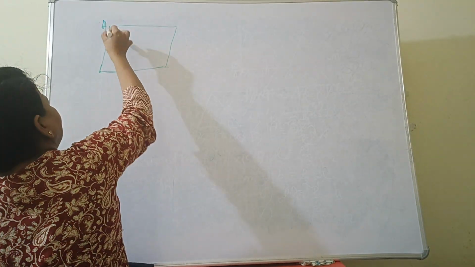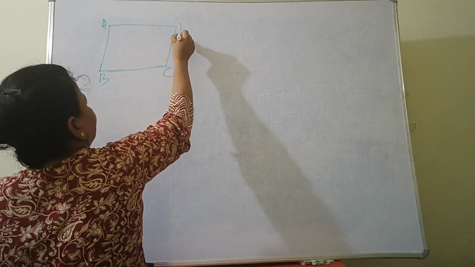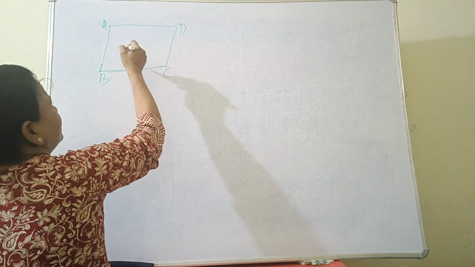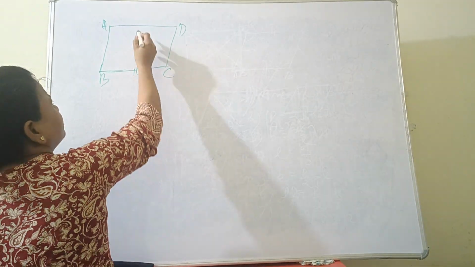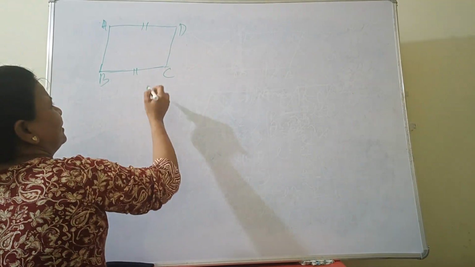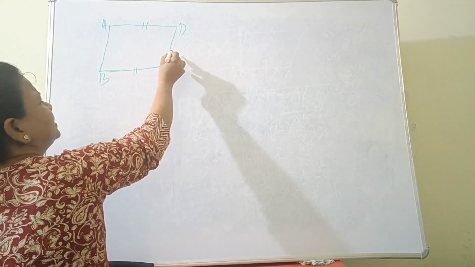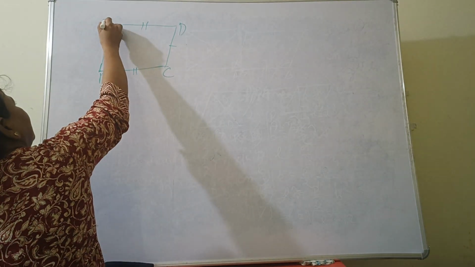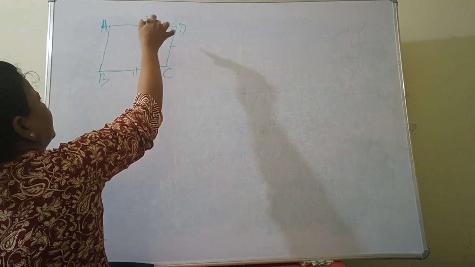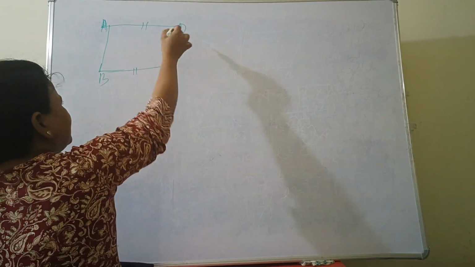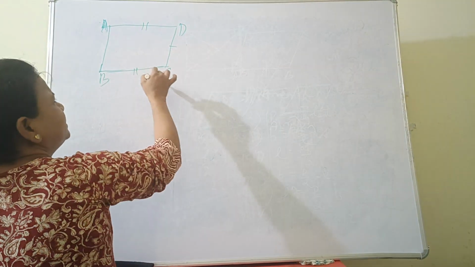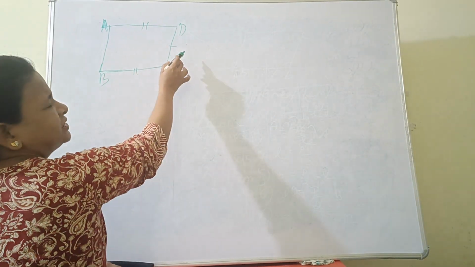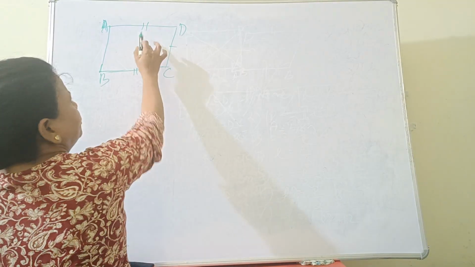Suppose this is ABCD, and this is BC, and this is AD. These are two opposite sides, they are equal and they are also parallel, and here also opposite sides are equal and parallel. So this side CD is equal to AB. AB and CD are equal, BC and AD are equal, and AD and BC are parallel, and CD and AB are also parallel. So opposite sides are equal as well as parallel.